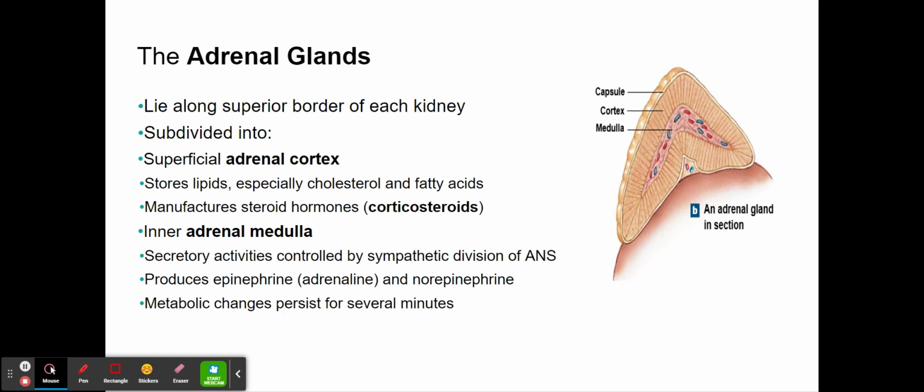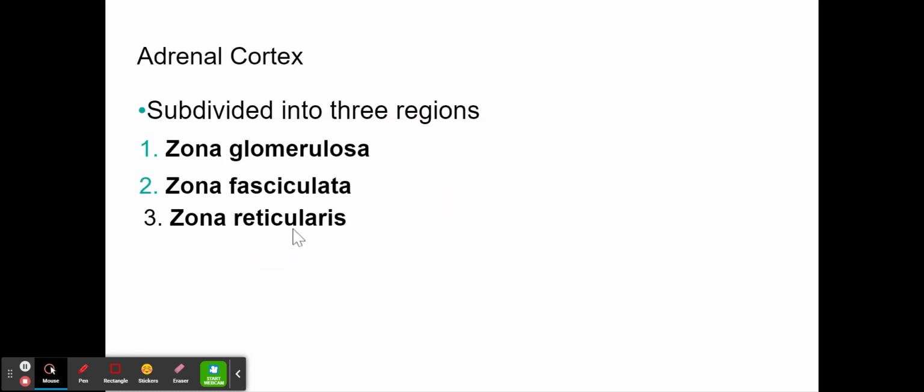The adrenal gland has two parts with separate endocrine functions: a superficial adrenal cortex and an inner adrenal medulla. So let's talk a little bit about the adrenal cortex. The yellowish color of the adrenal cortex is due to the stored lipids that it contains, especially cholesterol and various fatty acids. The adrenal cortex produces more than 24 steroid hormones, and they're collectively called corticosteroids. In the bloodstream, these hormones are bound to transport proteins called transportins.